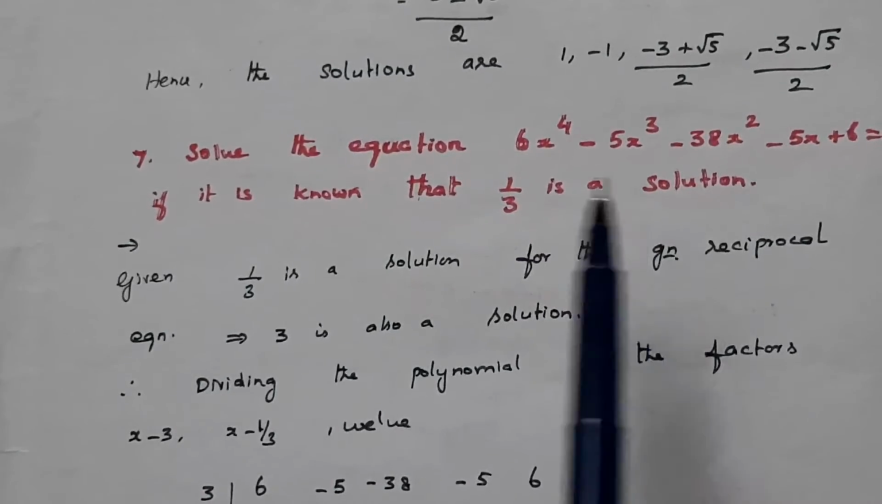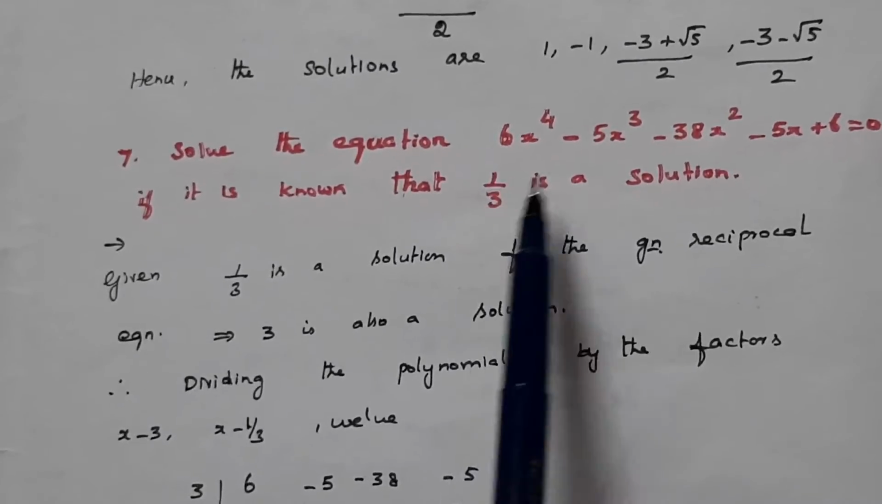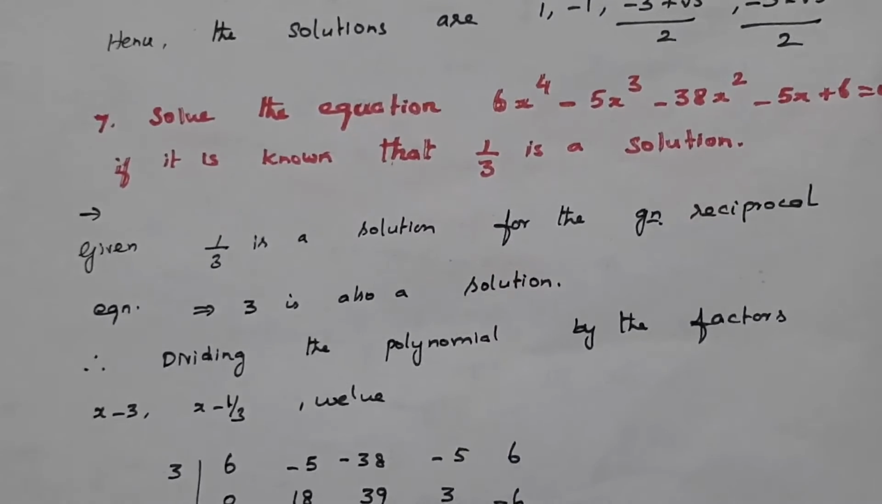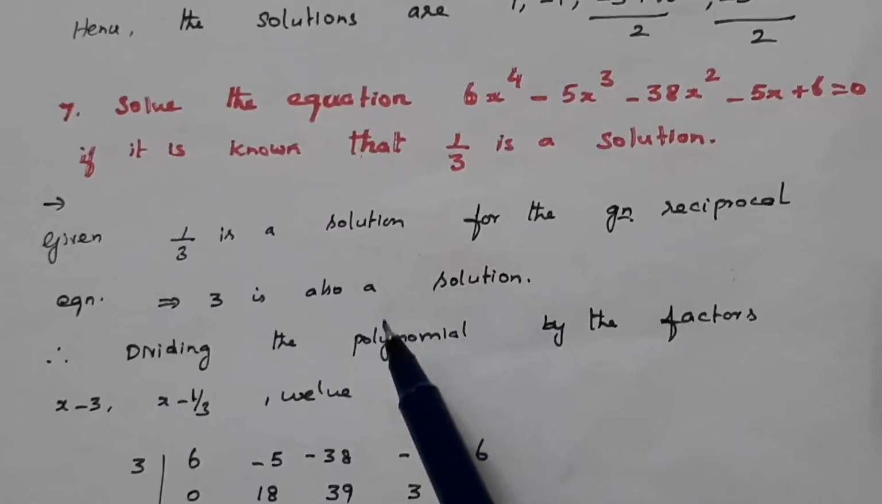Okay. But as one condition is given, 1 by 3 is a solution, you can utilize it. So you can do this problem either by that method or the method which we are going to see now. As 1 by 3 is a solution is given, you can also use this.